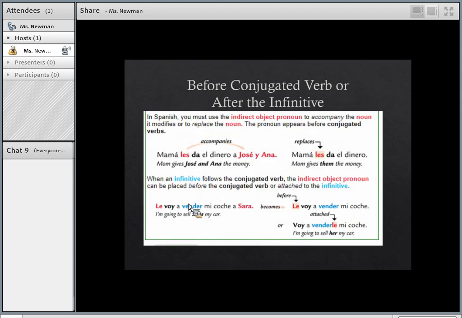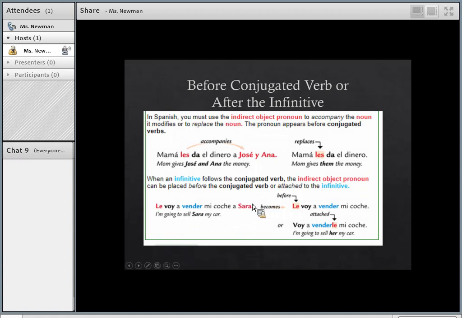Okay, so placement. It's going to be the same as the direct object pronouns. It can come right here before that conjugated verb. So le está. Okay, and the same thing. It's just saying it replaces. Les replaces Jose y Ana. Okay, and here's another example right before that conjugated verb. Le voy a vender mi coche a Sara. So I'm going to sell her my car.